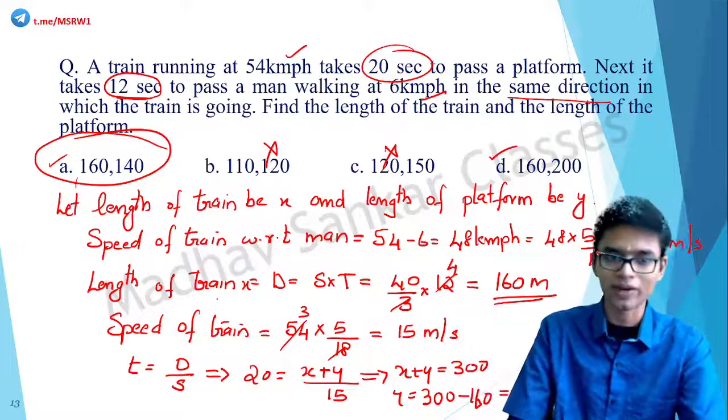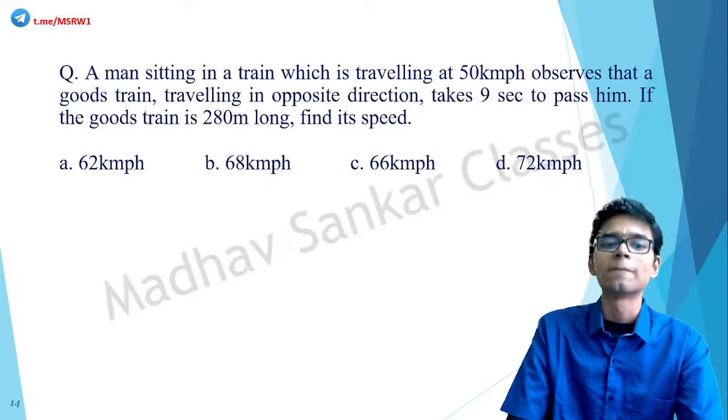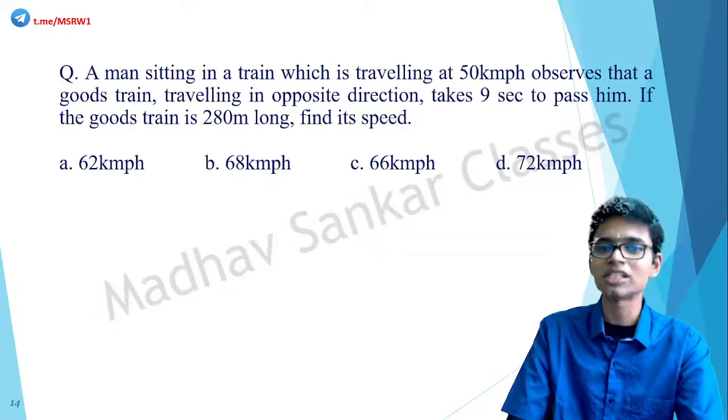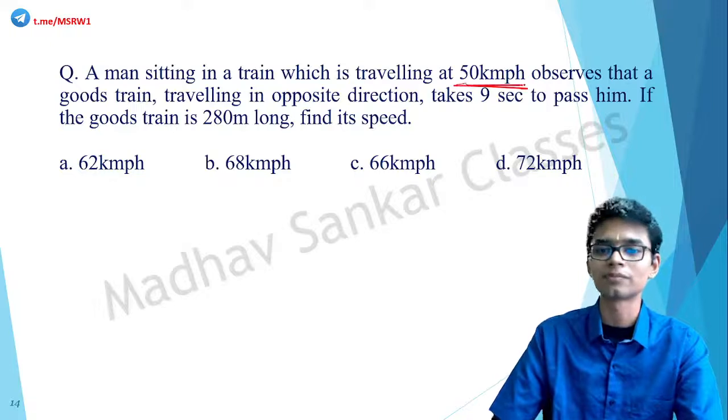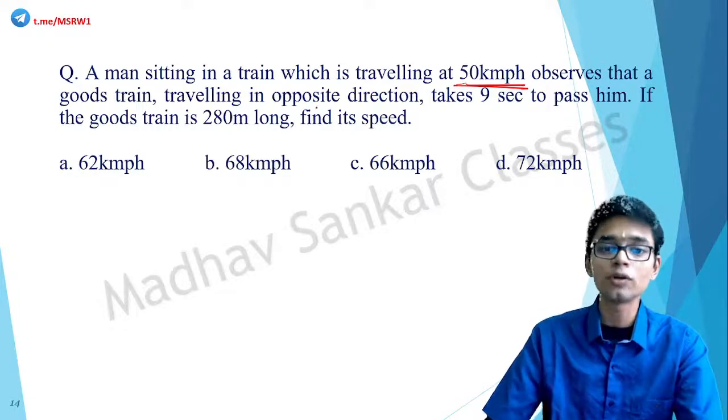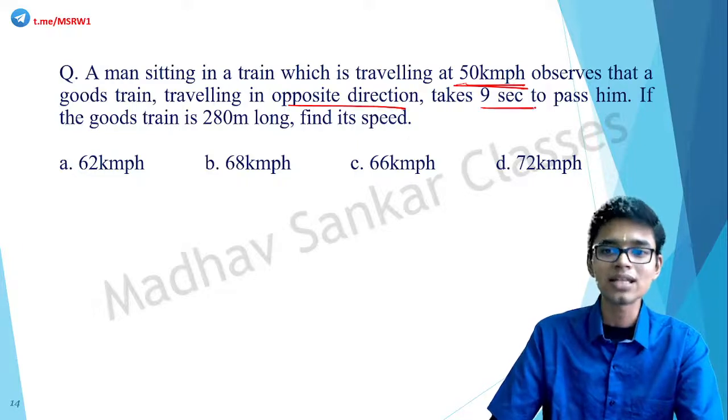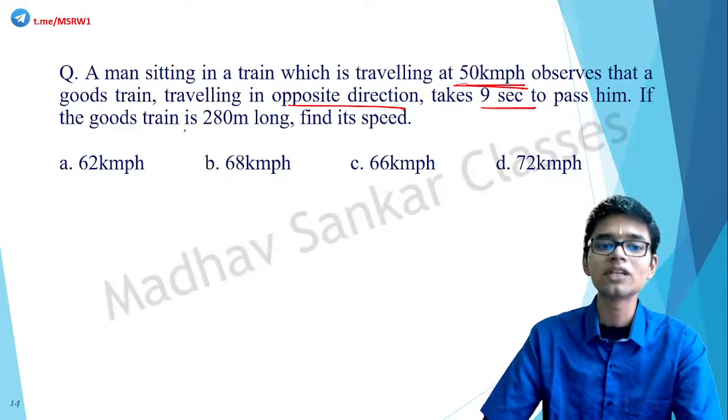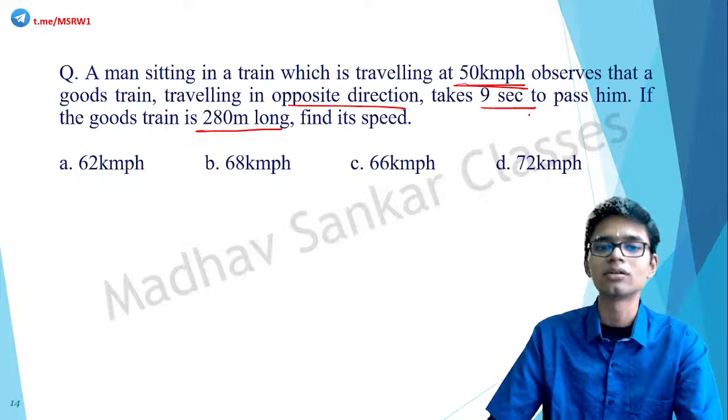Now we are moving on to the final question for the day. A man sitting in a train which is traveling at 50 kilometers per hour observes that a goods train traveling in the opposite direction takes 9 seconds to pass him. If the goods train is 280 meters long, find its speed.